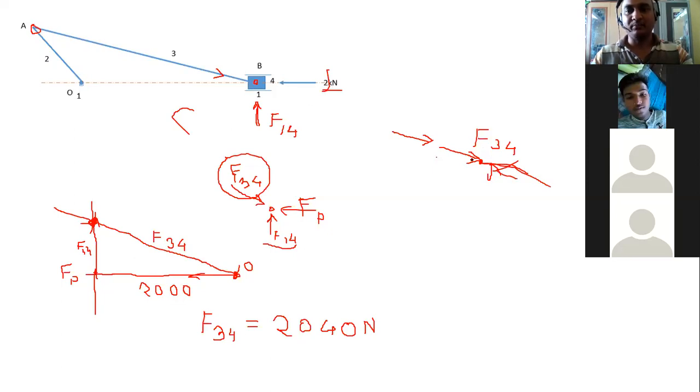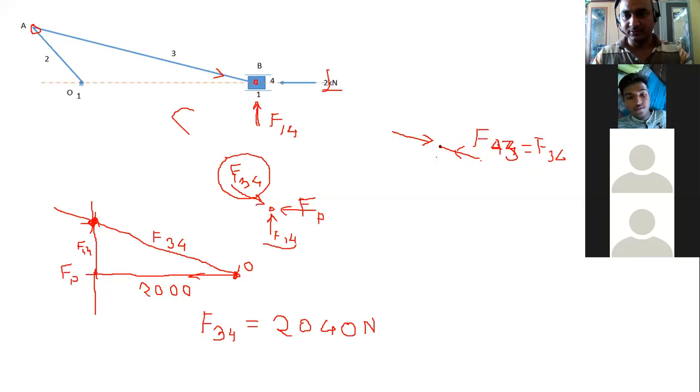point. So therefore, on this A point, it will be 4, 3. Same force, only we have to write it in a reverse way. Sorry for that, it must be in the reverse way. Direction must be reverse because it is on the A. So this must be the direction. It must be F43 now, which will be equal to F34, obviously.